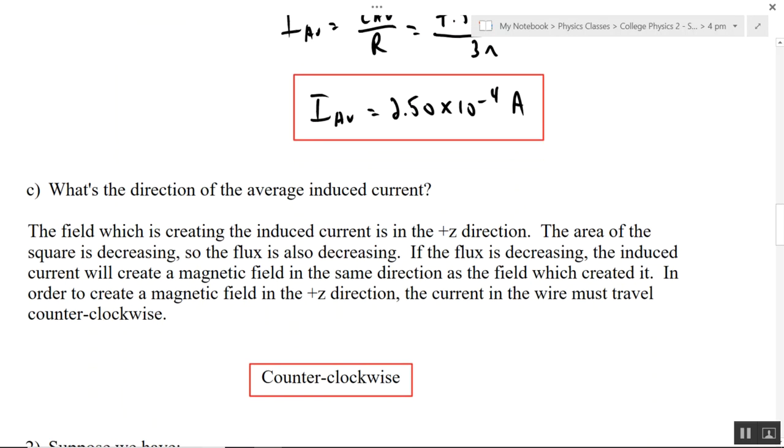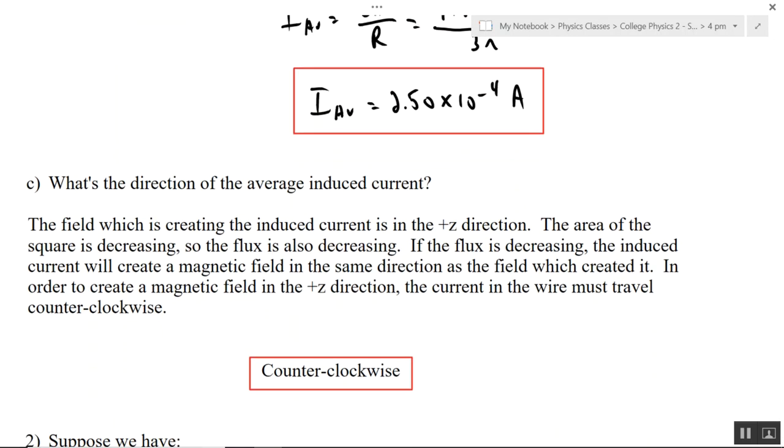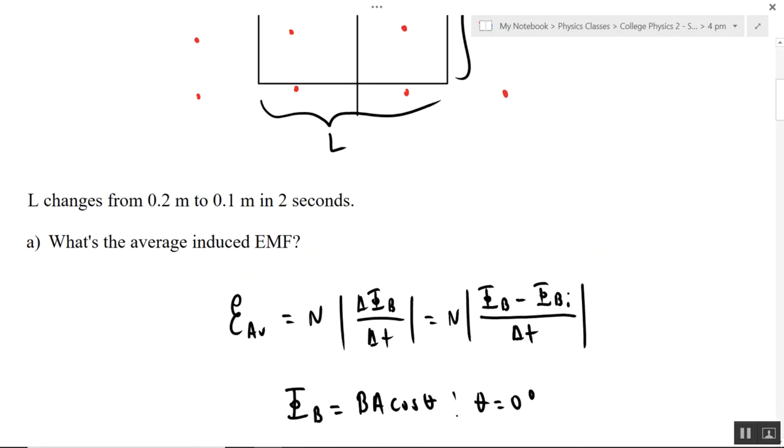So the big thing is, what about the direction of the current? Because it either goes counterclockwise or clockwise. There's a definite way it goes. So the idea is if the flux is decreasing, as it is here, the reason why it's decreasing is because you go from 0.2 meters to 0.1 meters, which means the length is getting smaller, which means the area is getting smaller. If the area is getting smaller, that means the flux is getting smaller.